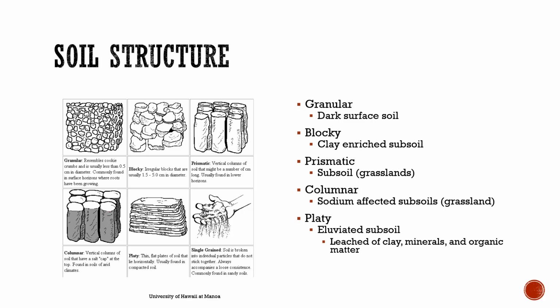Okay, here's some typical soil structures from various types of soil. Granular, that would be the dark surface soil. Hopefully you've got some of that in your garden. Blocky for clay-enriched subsoil. Prismatic for subsoils under grasslands. Columnar, these are sodium-affected subsoils. Grasslands is more arid conditions. Platy would be alluviated subsoil. This is leached of clay, minerals, and organic matter.